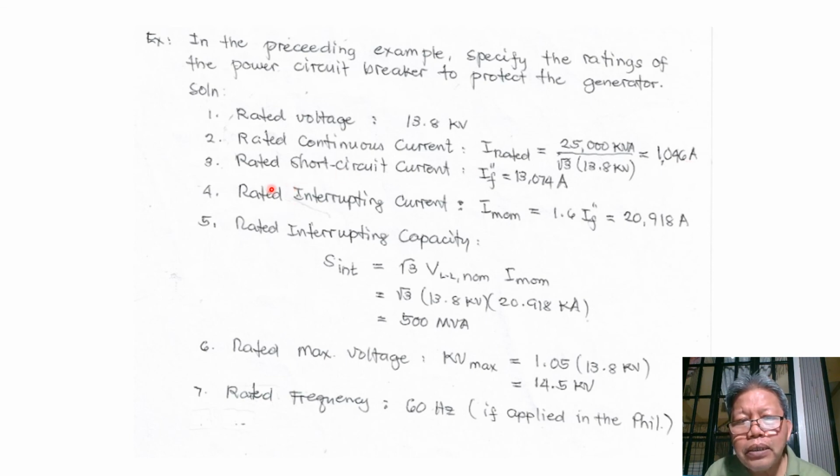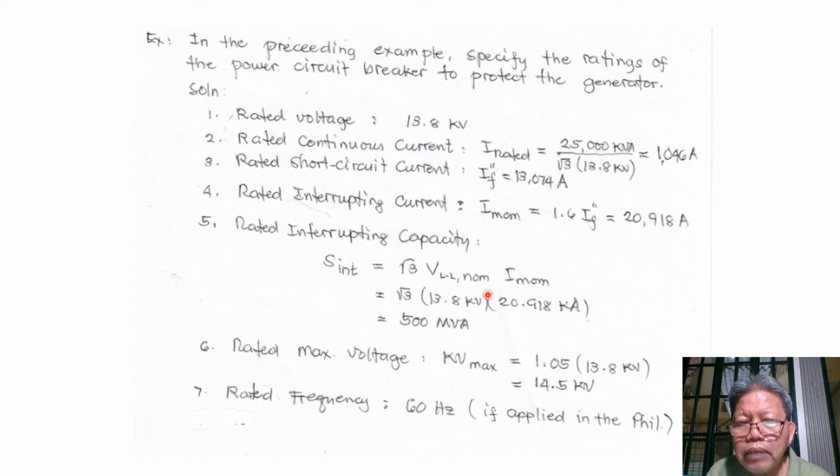Now for its rated short circuit current, it is just equal to the subtransient fault current or symmetrical fault current IF double prime, which has an actual value of 13,074 amperes. Now for its rated interrupting current or the momentary current rating, it would just be equal to 1.6 times the subtransient fault current. So multiplying 1.6 by this, it gives us 20,918 amperes.